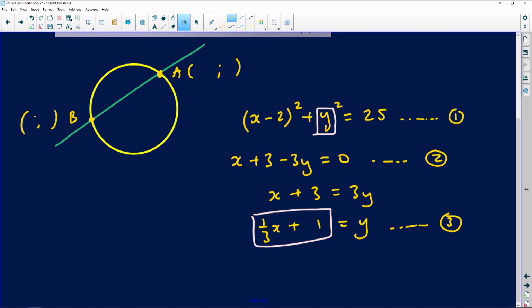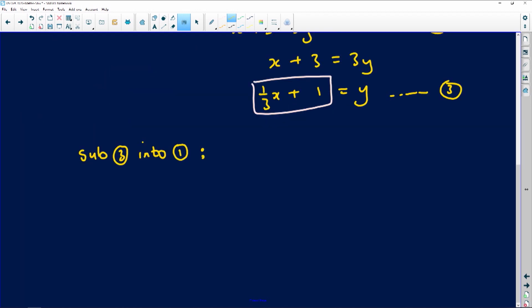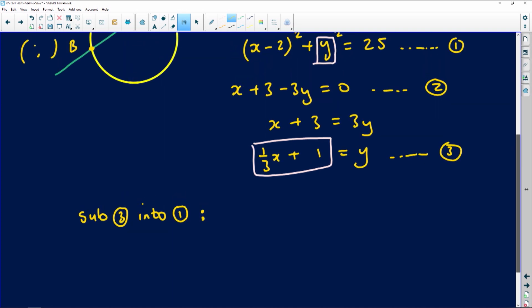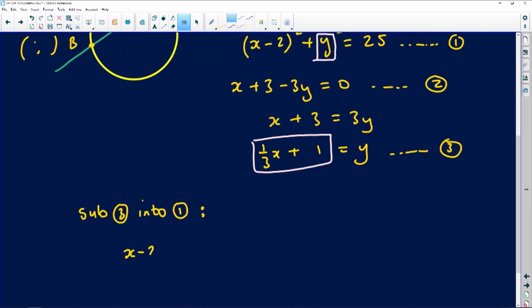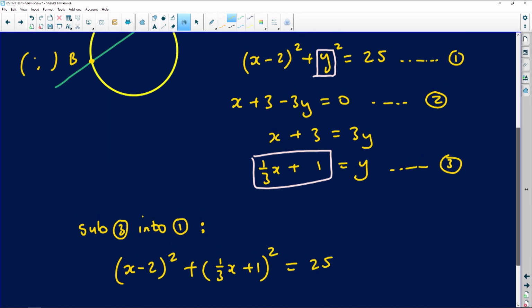So we've got x minus 2. Okay, let me just narrate that. Sub 3, you don't need to say this, by the way, into equation 1. Okay, and then let's just see what is going to happen. Equation 1 starts with x minus 2. There's my x minus 2 with a square. We are adding it with y squared. But what is my y? We just said y is going to be 1 over 3x plus 1, with a square, equals 25. All right, I just replaced my y with 1 over 3x plus 1.